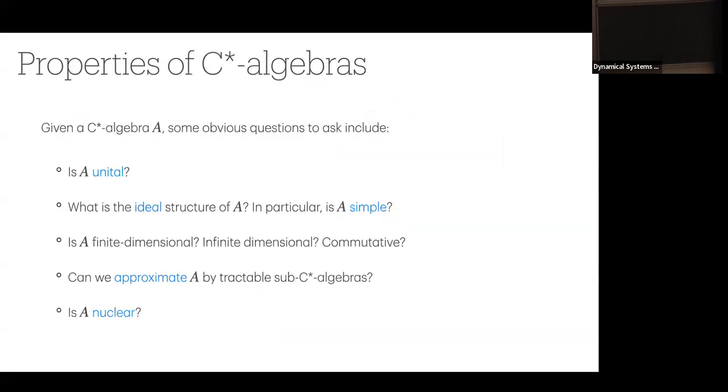Okay, so we had this list before of things we might want to look at if we were presented with a C-star algebra. I just want to add to this list: is A nuclear? We can sweep UHF-ness and AF-ness into this one, and this is a property that will hold in much greater generality.